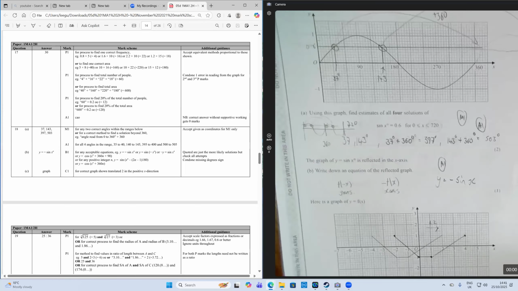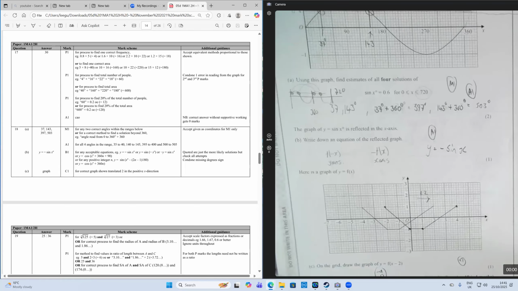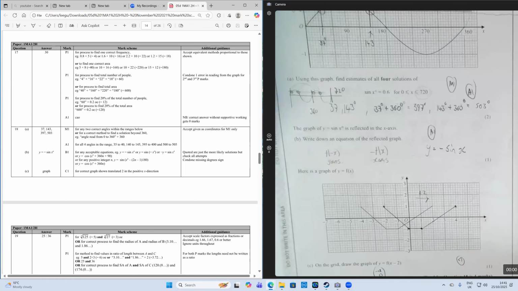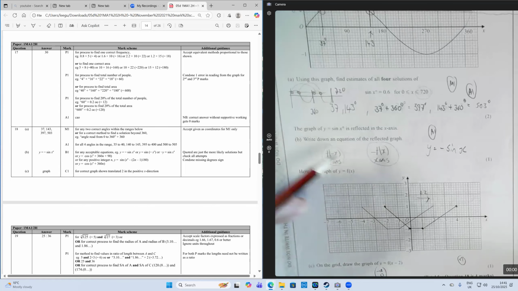Okay, next one. The graph y equals sine x is reflected in the x-axis. Write down an equation of the reflected graph. Now, I've written here, when you reflect something in the y-axis, it's f of minus x. And when you reflect something in the x-axis, it's minus f of x.